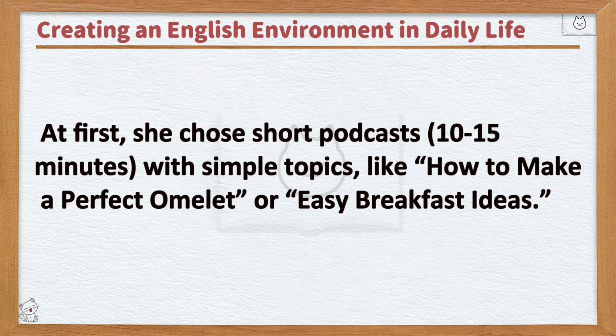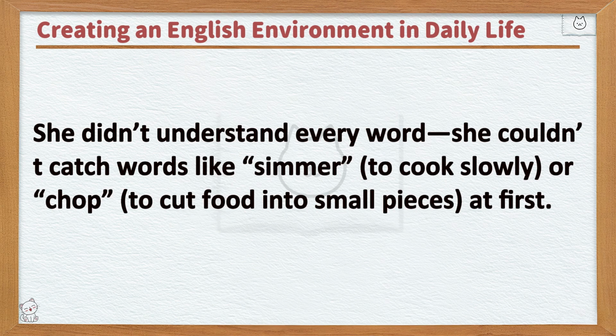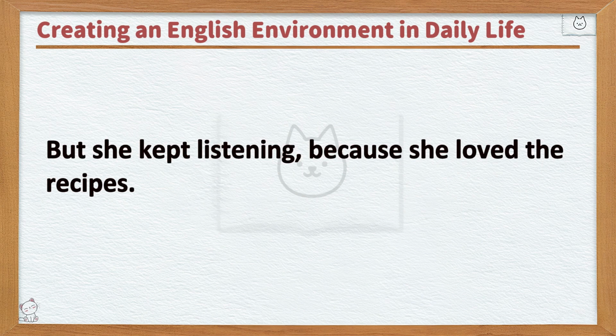At first, she chose short podcasts, 10 to 15 minutes, with simple topics like how to make a perfect omelet or easy breakfast ideas. She didn't understand every word. She couldn't catch words like simmer, to cook slowly, or chop, to cut food into small pieces at first. But she kept listening because she loved the recipes.